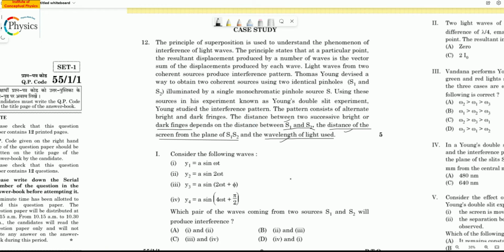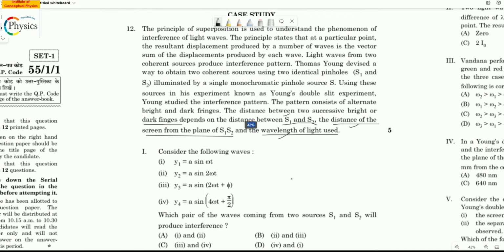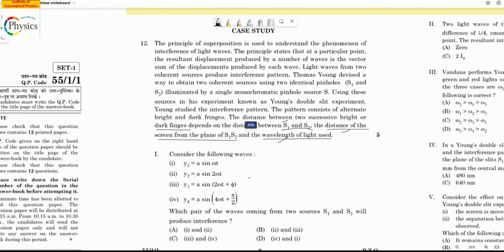All right. Now, first of all, let me just pick up the first one, and I will draw the diagram later. I think the diagram should be known to you. That's the assumption. Let's talk about question number one, and let's read it. Consider the following waves. Y1 is equal to A sine omega t. Second is Y2 is equal to A sine omega t. Then it is 2 omega t, and then it is 4 omega t. Which pair of the waves coming from sources S1 and S2 will produce interference?